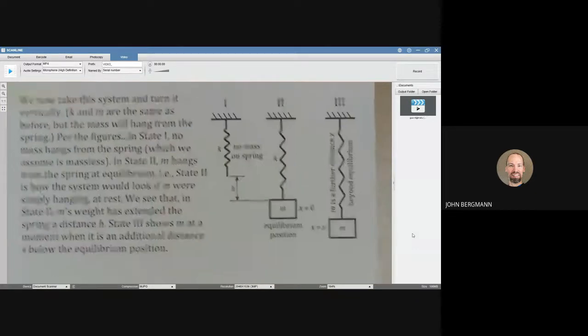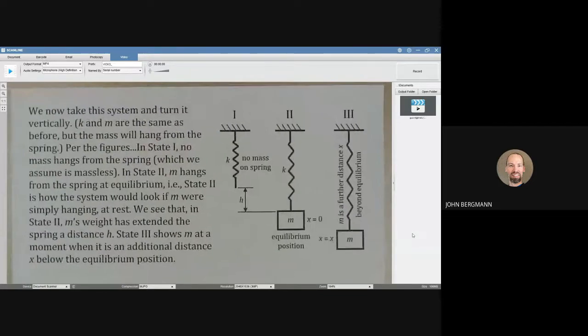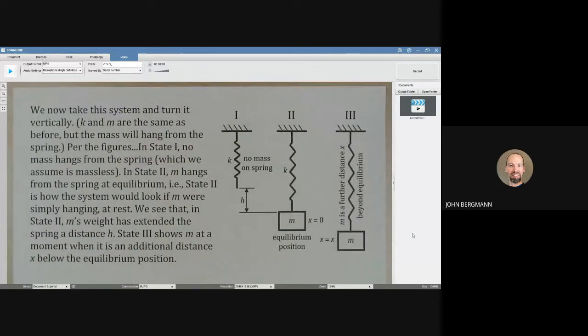We now take this system and we turn it vertically. K and M are the same as before, but the mass will hang from the spring as shown. Per the figures, in state 1, no mass hangs from the spring, which we assume is massless. In state 2, the mass hangs from the spring at equilibrium. That is, state 2 is how the system would look if M were simply hanging at rest.